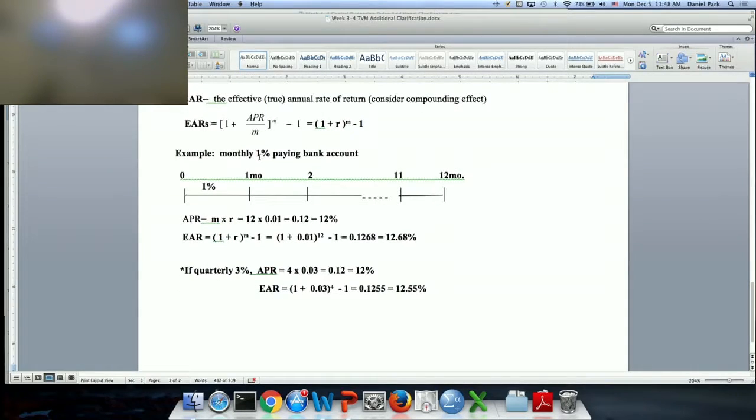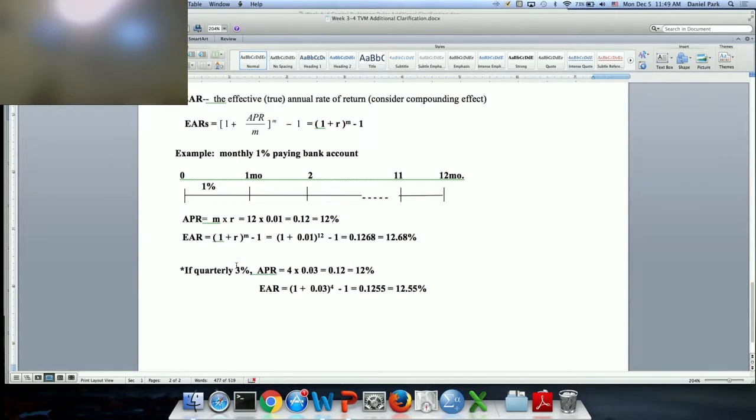So for example, 1% monthly, we know R is 1%. You put your money into the bank at 1% per month, so your money is growing on a monthly basis. Over 1 year, your money will grow 12 times, compounding. However, APR is simply M times R. So this is monthly 1%, and M is how many months per year. We have 12 months in a year. Multiply 12 times R, we have 12% as APR.